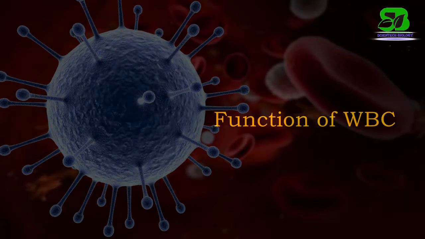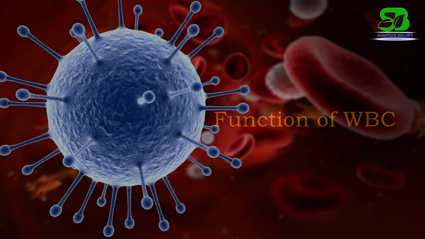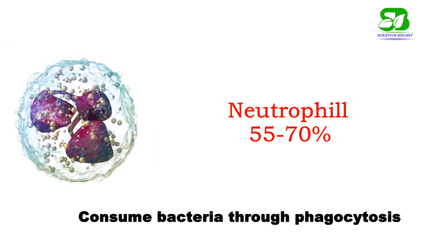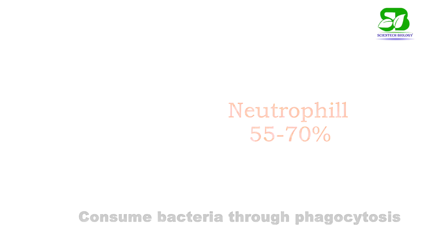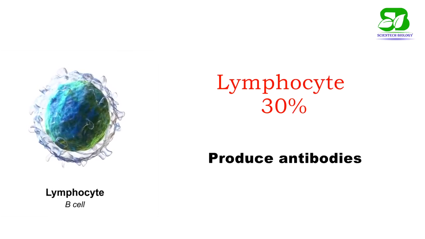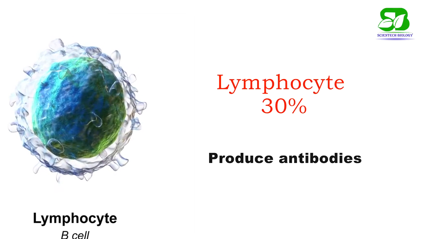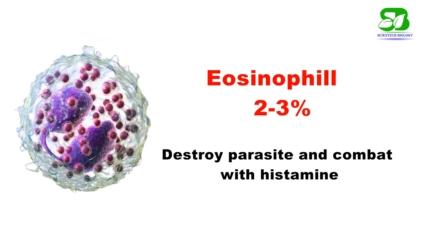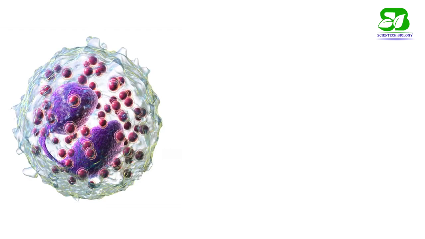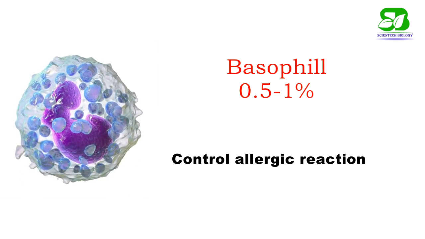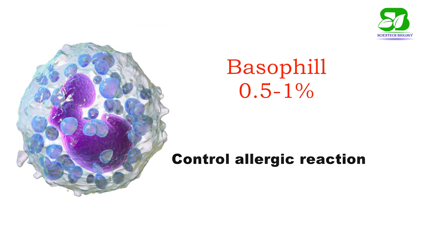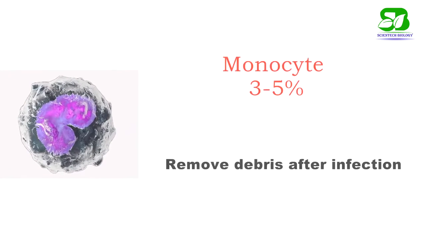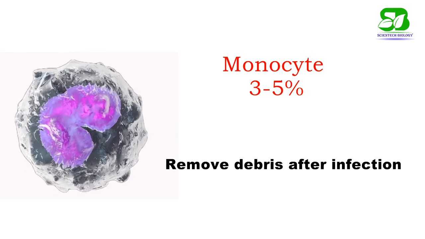WBCs, or leukocytes, are the components of blood that defend the body against diseases. Neutrophils consume bacteria through phagocytosis. Lymphocytes produce antibodies. Eosinophils destroy parasites and combat the effect of histamine. Basophils are involved in controlling allergic reactions. Monocytes develop into macrophages and remove debris after an infection.